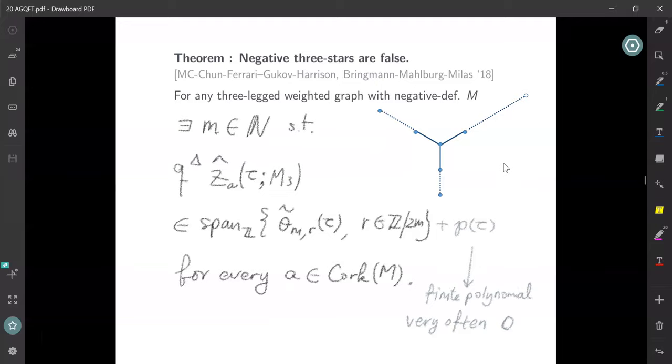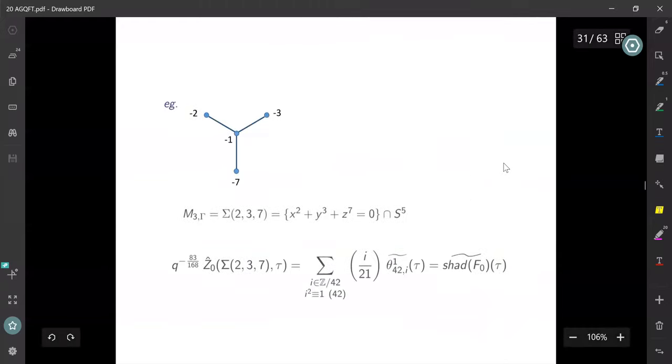Okay, so here's just some examples of this conjecture that I talked about. An explicit example will be given by such a plumbing graph. It's the so-called Brieskorn sphere with this simple form. And it's particularly nice because you can actually show that the Z hat invariants, up to some power of q, are the Eichler integral of the shadow of the order 7 mock theta function.